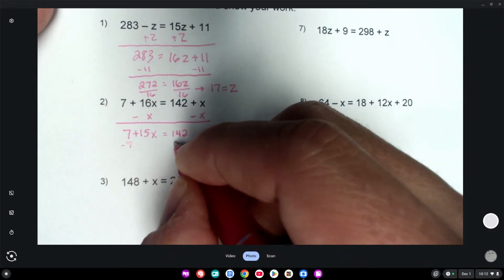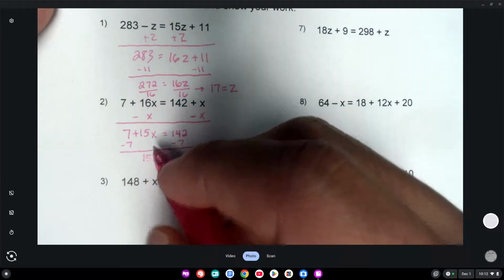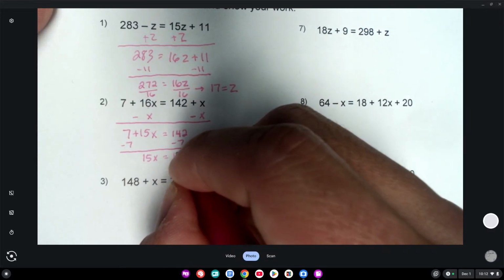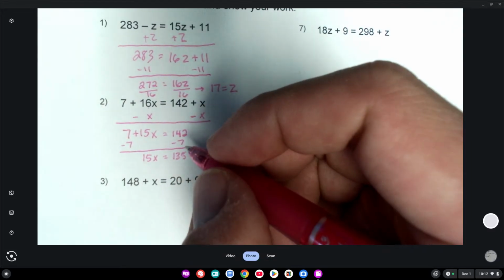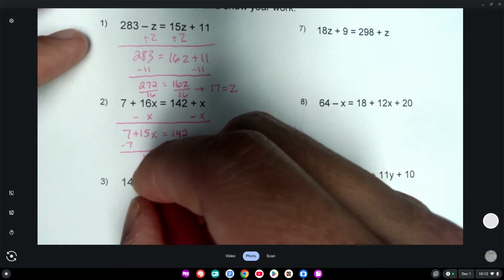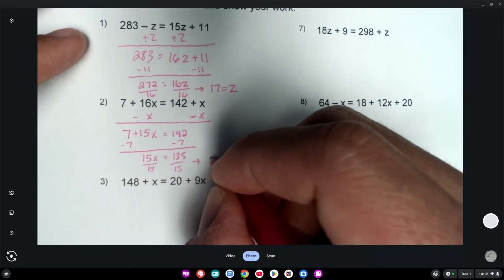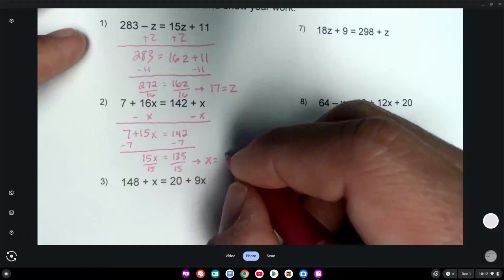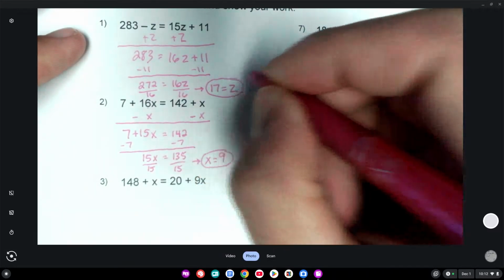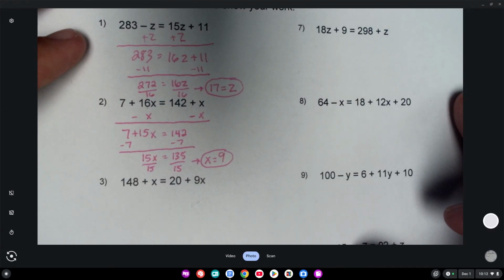So now I'm going to subtract the 7 to get 15x by itself, to get the 7 plus away. That leaves me with 135 here. So last step, divide by the number in front of the variable. That's a 15. So divide both sides by 15. So I get x equals 9. Good habit here just to circle our answers. Lets me know that you know what you're doing.